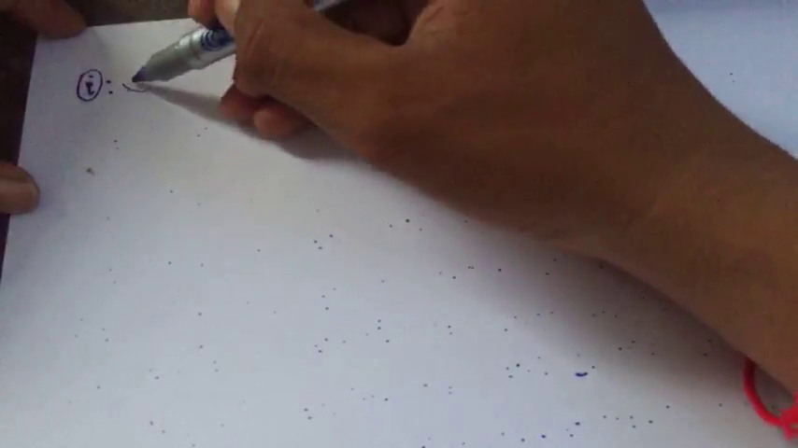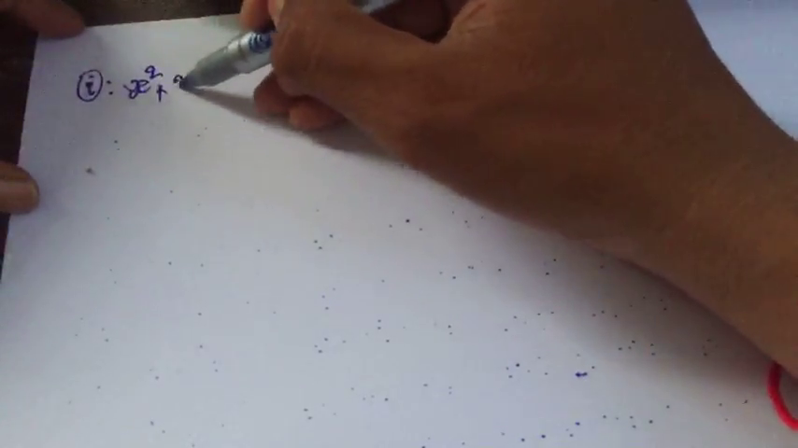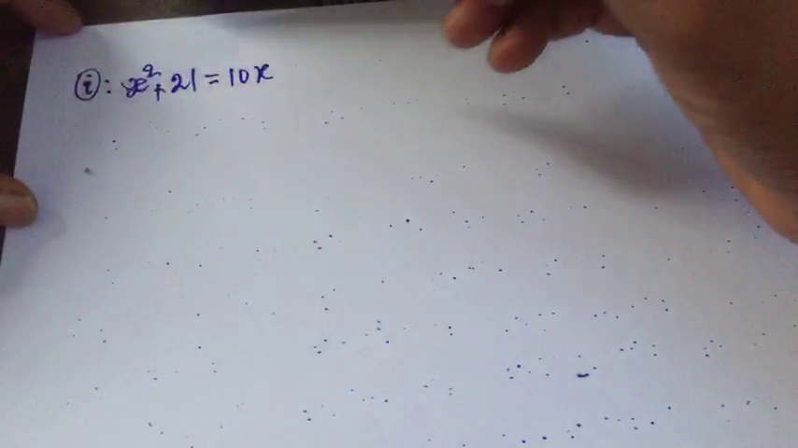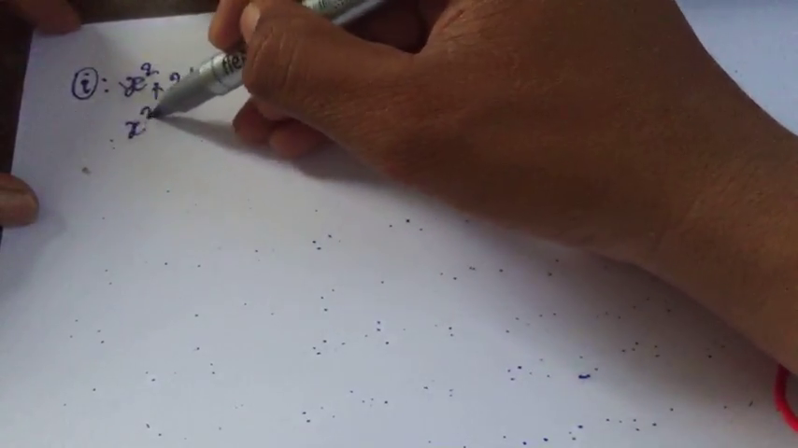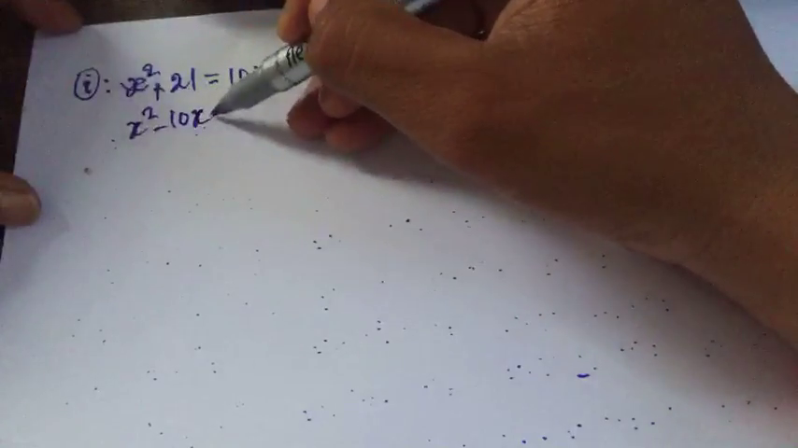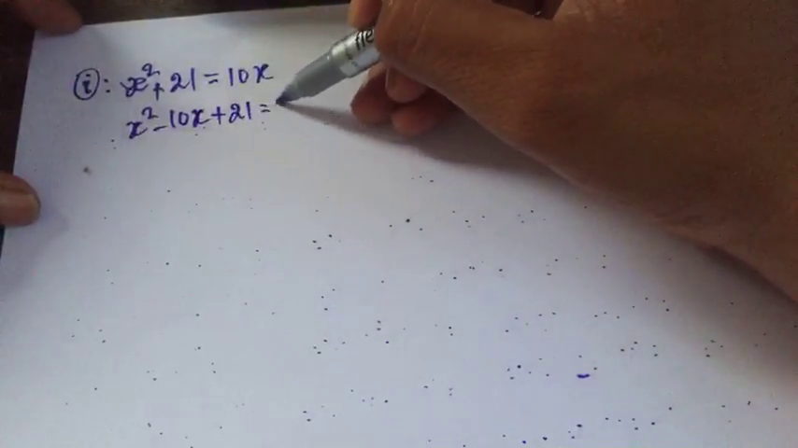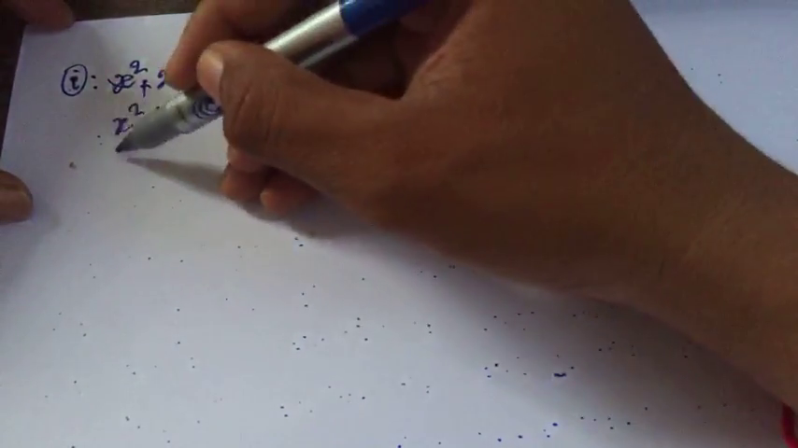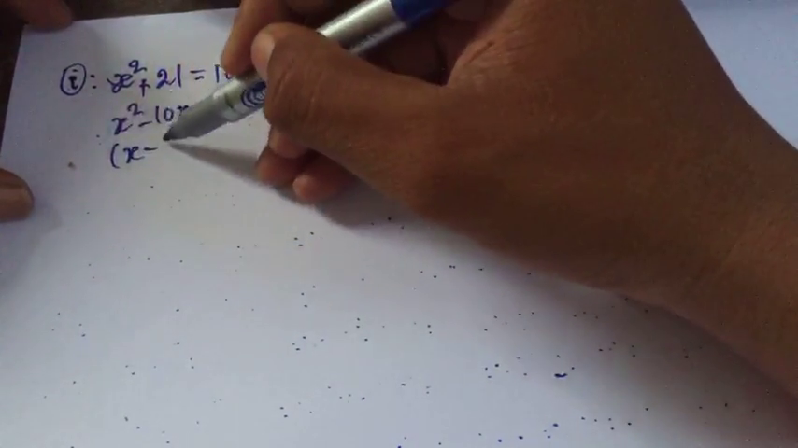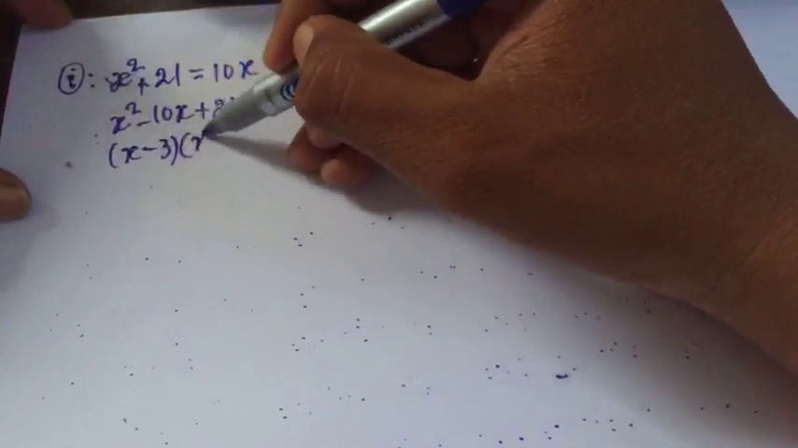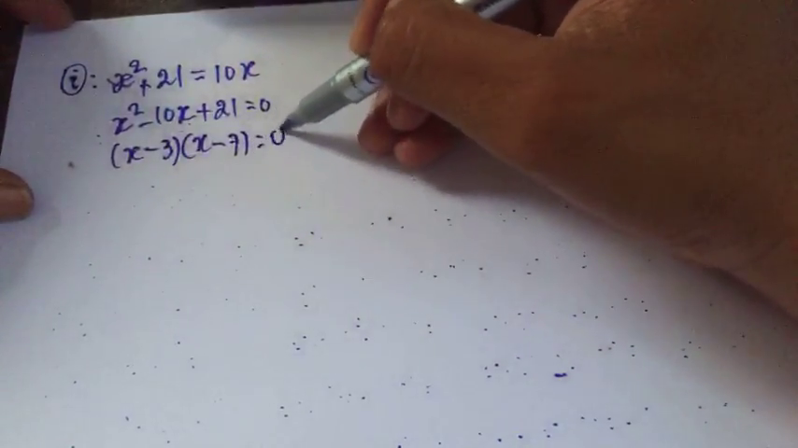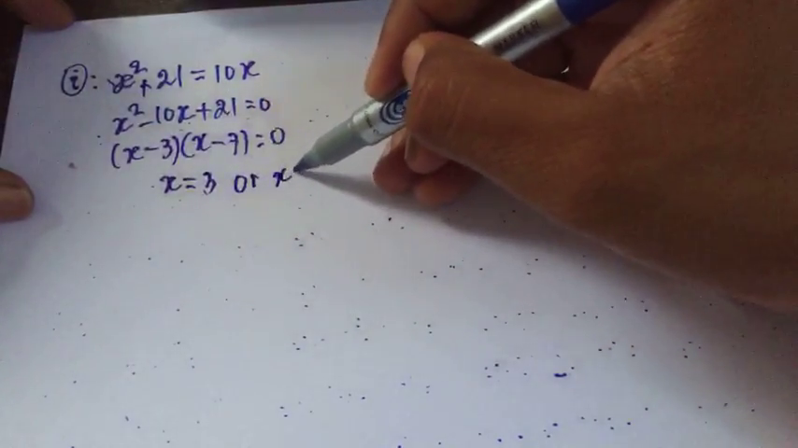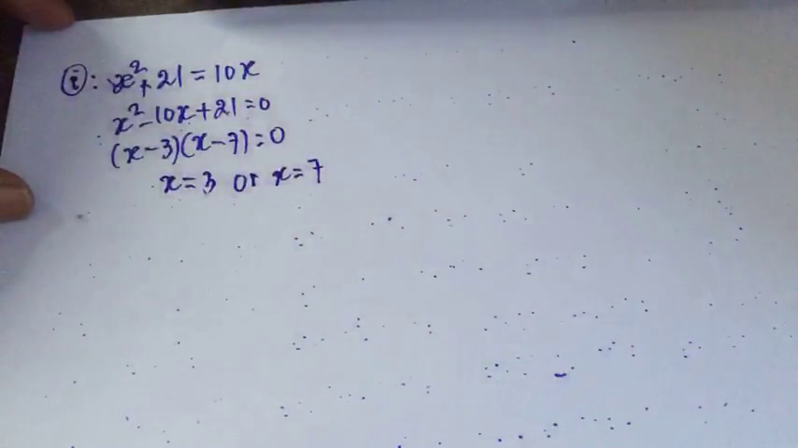Okay. x squared plus 21 equal to 10x. Immediately we can find x squared minus 10x plus 21 equal to 0. So we can put x minus 3, x minus 7 equal to 0, x equal to 3 or x equal to 7.